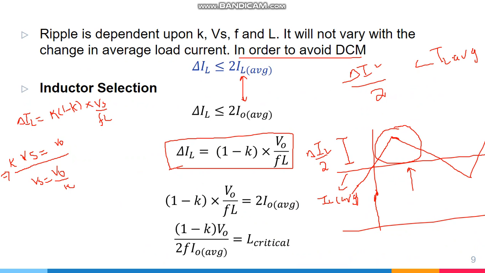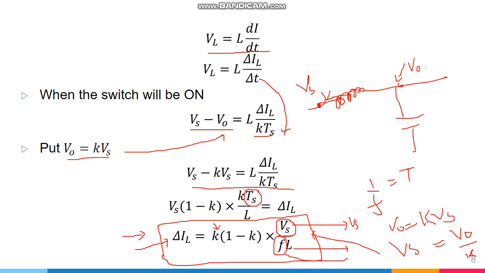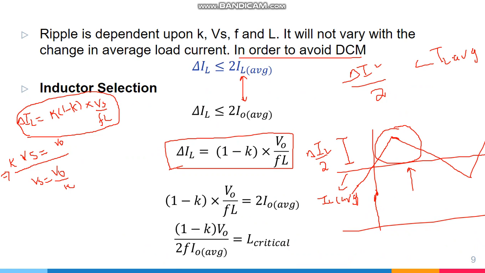Okay, so do not get confused over here. This is the expression that I found in my previous slide. This is the formula for delta IL. The only thing is that I have used the value of Vs from this formula. V naught is equal to KVs, so Vs is equal to V naught over K. When I put this value in place of this, this K will cancel with this K, and the end result will be 1 minus K into V naught over FL.